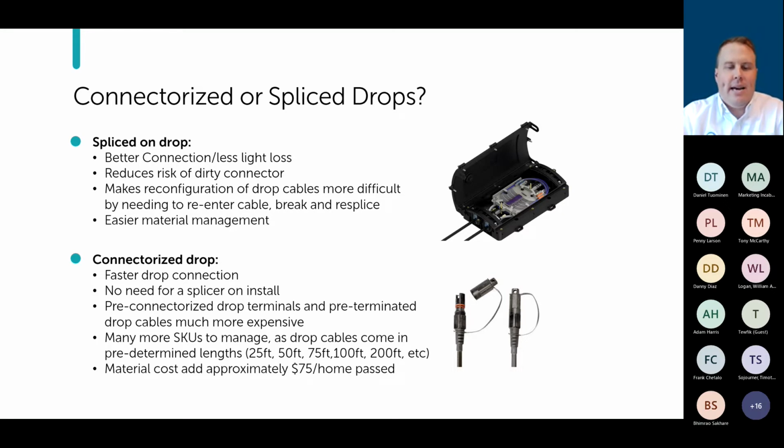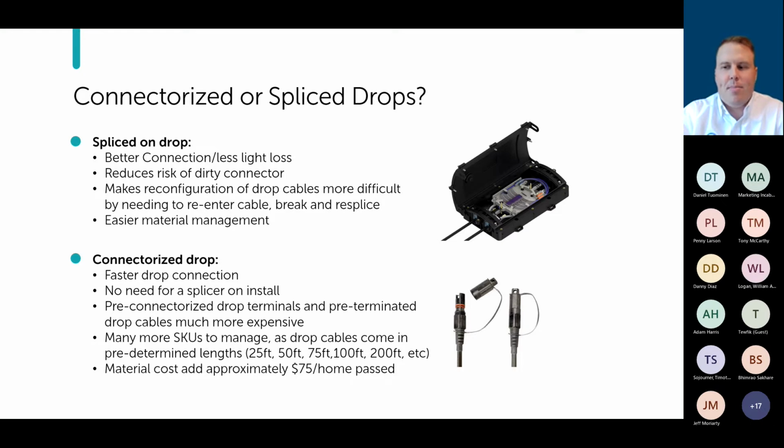Now, a couple of things that are a fact: you're going to have a lot more SKUs to deal with when you're looking at a connectorized system, because these are all pre-connectorized. So they're going to come in 25 foot, 50 foot, 100 foot, 200 foot lengths. So you're going to have to manage all that inventory. You're going to have to keep all that in stock. That also comes with added cost. So typically from the numbers I've seen, you're adding about $75 per home passed by going with a hardened pre-connectorized system. So again, is that cost worth it to you? That's something that only you can figure out, right? But that is just the case.